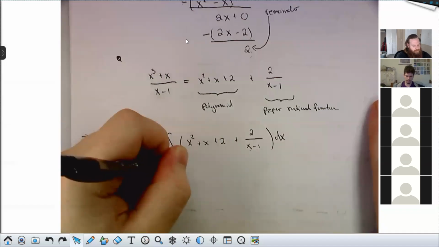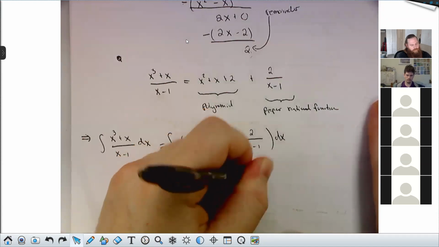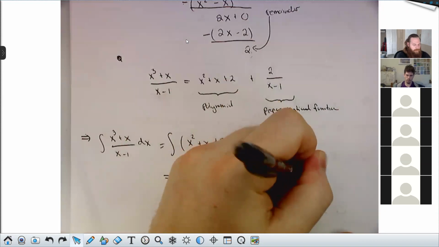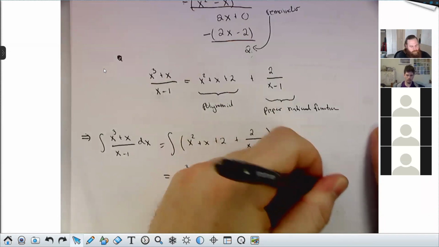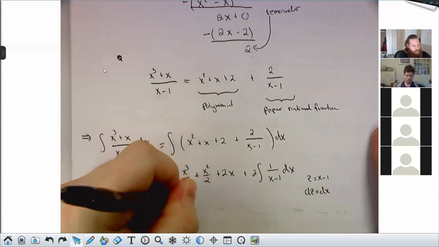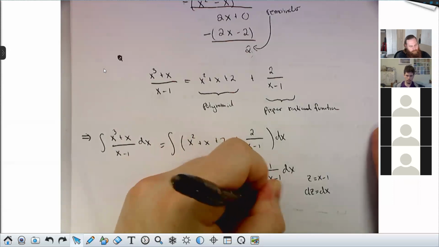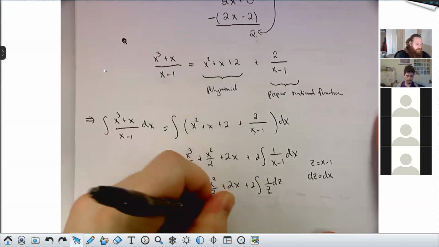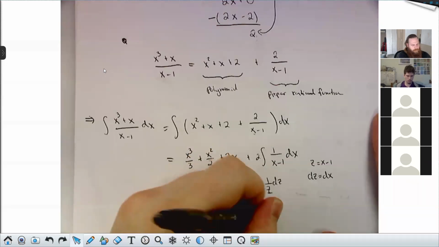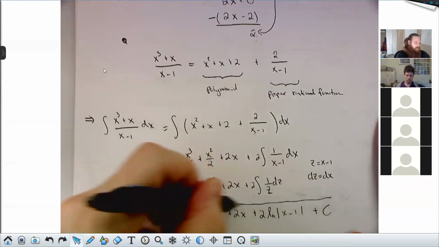So this is x cubed over 3 plus x squared over 2 plus 2x plus 2 times the integral of 1 over x minus 1 dx, in which we make the substitution z equals x minus 1. And now dz is dx in this integral. So I get x cubed over 3 plus x squared over 2 plus 2x plus 2 times the integral 1 over z dz. And that's going to be a natural log. This is x cubed over 3 plus x squared over 2 plus 2x plus 2 times the natural log of the absolute value of z. If it's okay with you, I'm just going to go ahead and write the x minus 1 plus c, and that is your answer.